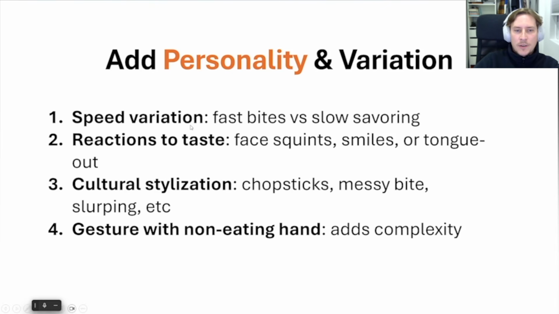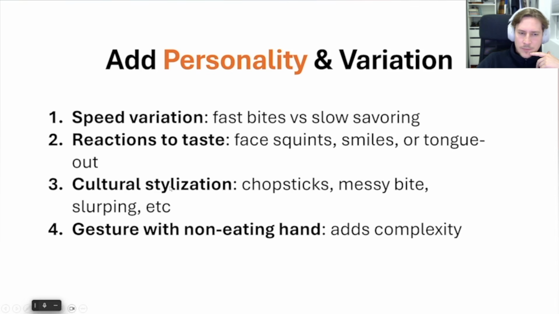There are speed variations, which relate to the chewing animation. You can do slow chewing, then quicker. You can do a reaction to the taste. It can be like something is off with the food. It can be happy, like, oh, I really like the food, really like the taste. It can be sad or disgusted.